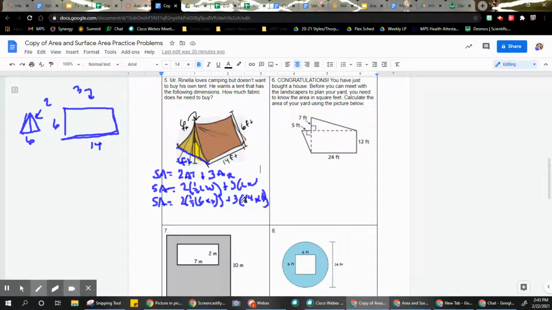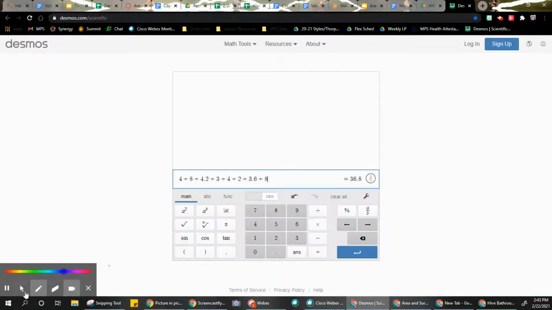So now I can go ahead and plug this in to find out what my total surface area is. So remember that the 1/2 and the 2 are going to cancel out and make 1. So 6 times 6 is 36 plus, let's go to the calculator and do 14 times 6. So I'm going to hit clear all. 14 times 6 is 84.